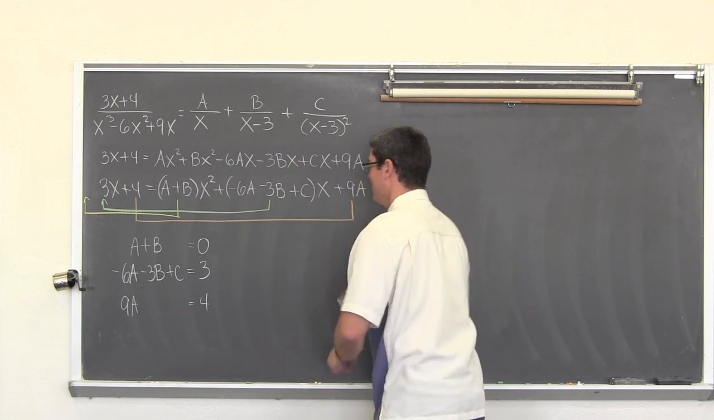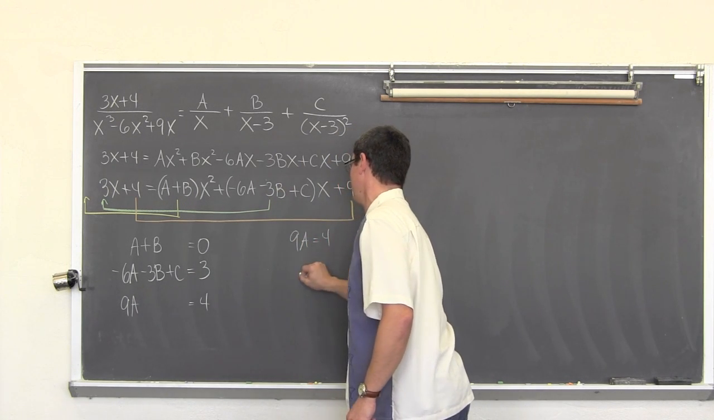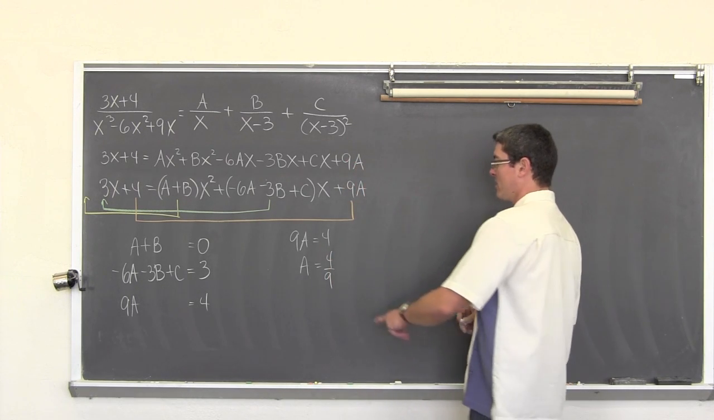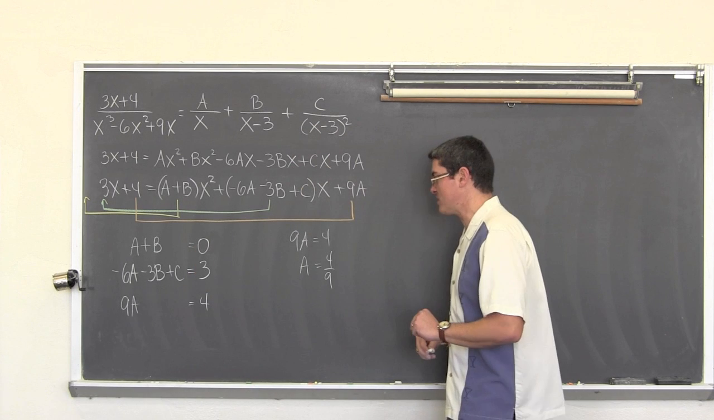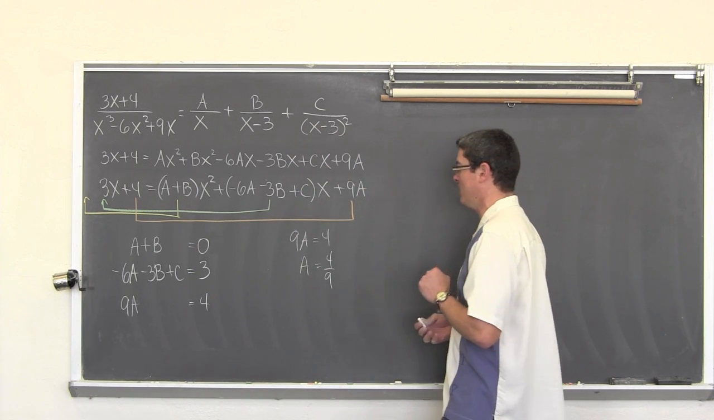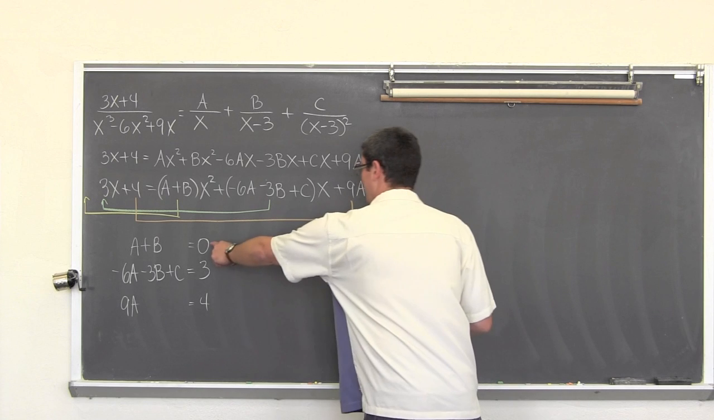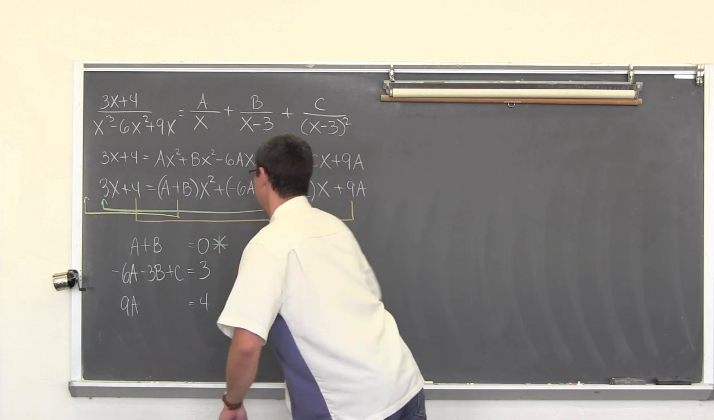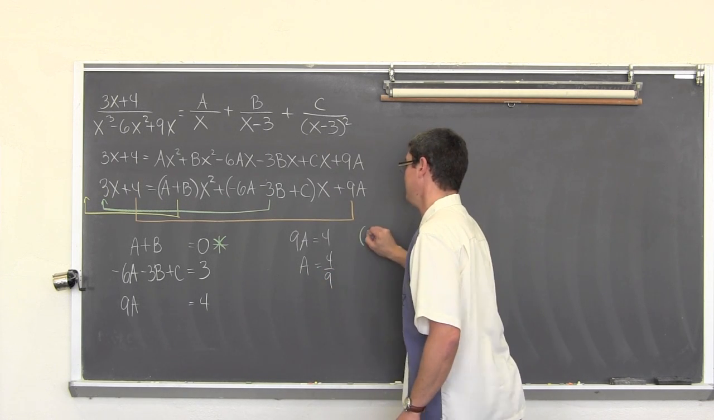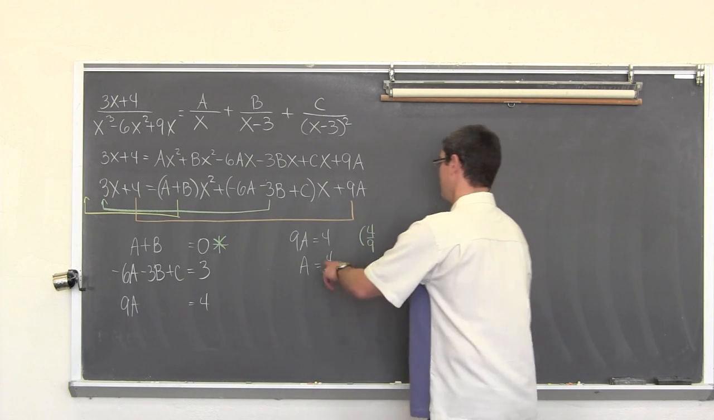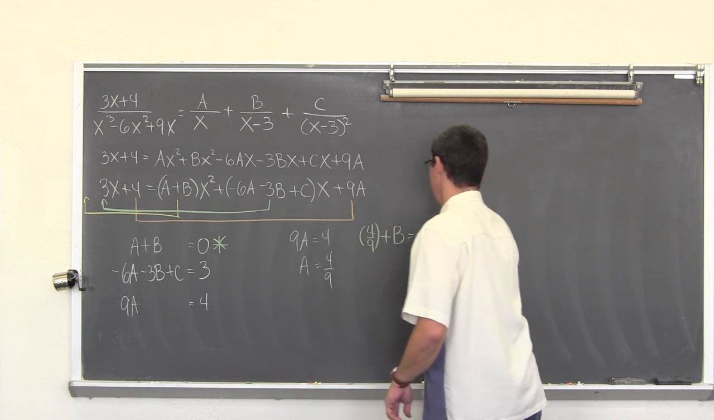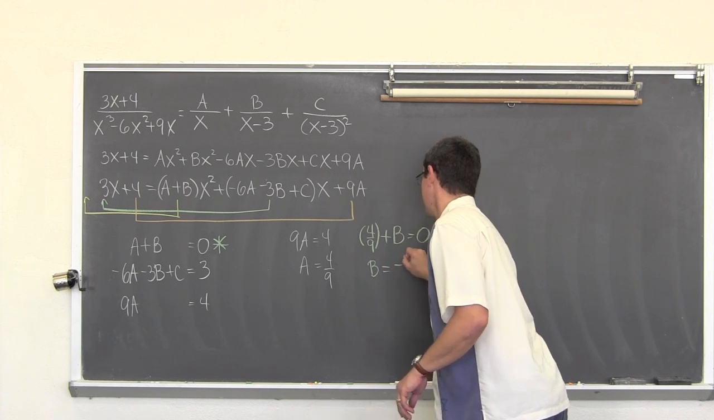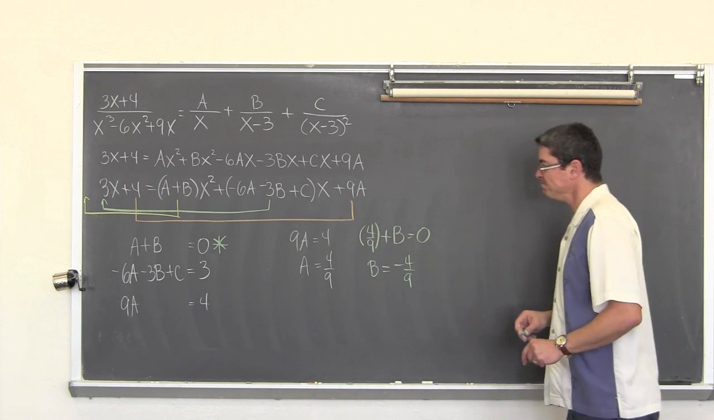We're going to pull this one out here, and we have 9a is equal to 4, and that means that a is equal to 4 over 9. Okay, so now we're going to take this 4 over 9 and plug it into the first equation, doing some back substitution if you will. So we're going to have a, which is 4 over 9, plus b equals 0. So I'm going to subtract both sides by 4/9, and that didn't take very much work. b is equal to negative 4 over 9.